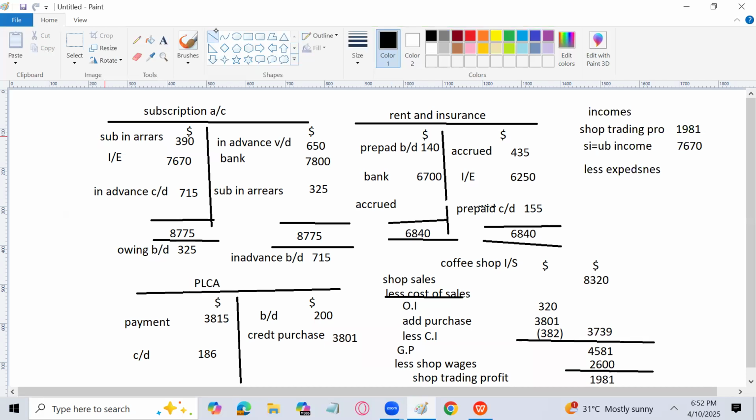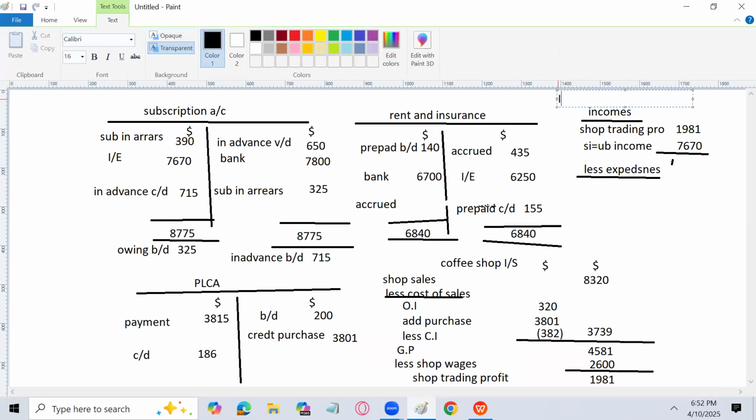Sir, what are you doing? I am preparing the income and expenditure account. Sir, why? It is not required in the question, but just to make you understand how to prepare an income and expenditure account, just want to give you an idea. Expenses include club expenses, if I'm not wrong, given in the question. Then rent and rates, rent and insurance, sorry.